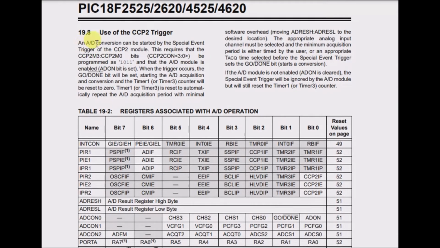An AD conversion can be started by the special event trigger of the CCP2 module. This requires that the CCP2M3:CCP2M0 bits be programmed as 1011 and that the AD module is enabled, the ADON bit is set. When the trigger occurs, the GO/DONE bit will be set, starting the AD acquisition and conversion, and the Timer1 or Timer3 counter will be reset to 0.